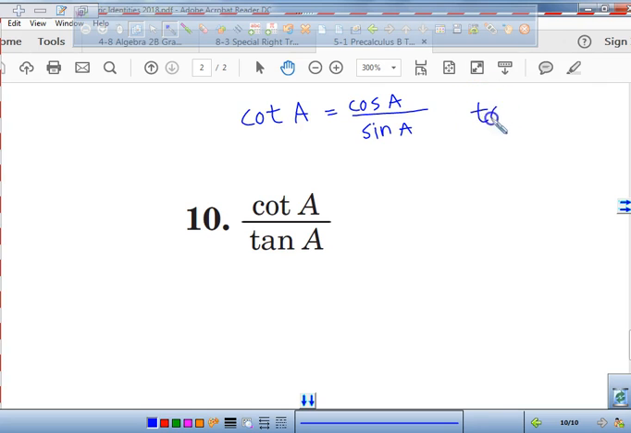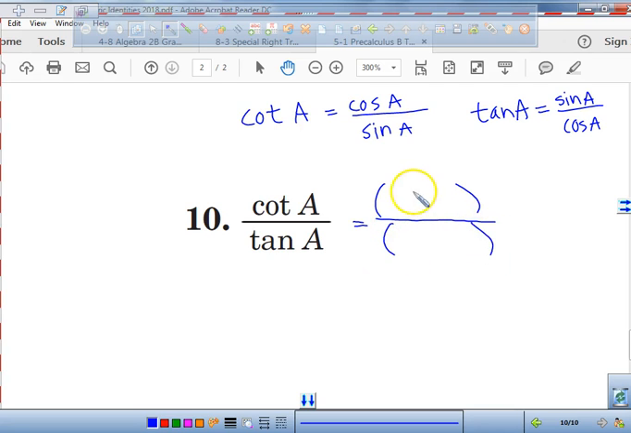Okay, what's the tangent of A? What's the quotient identity? Tell me what that's equal to. Sine of A over the what? Cosine of A. How do you guys divide fractions? You multiply by their reciprocal. So right now, what I'm going to do, I have this divided by what? This. So here's what I have.